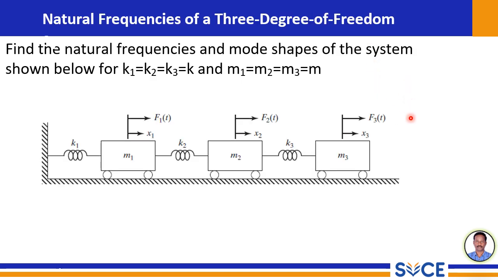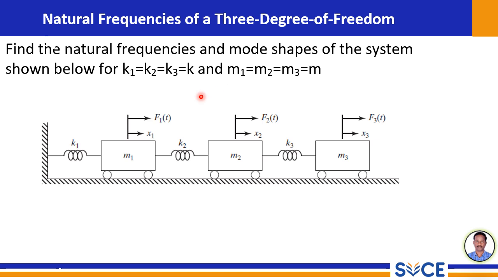We are presented with a system consisting of three masses, mass 1, mass 2, mass 3, connected by springs with spring constants K1, K2, K3. Masses are shown on rollers, allowing them to move horizontally. External forces F1(t), F2(t), F3(t) can act on each mass, resulting in displacements x1, x2, x3 respectively.